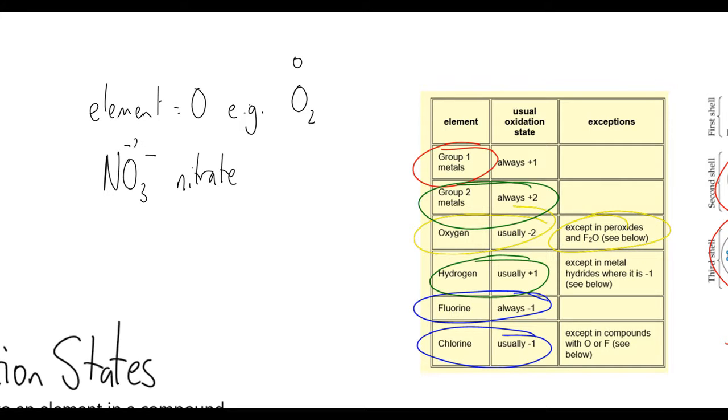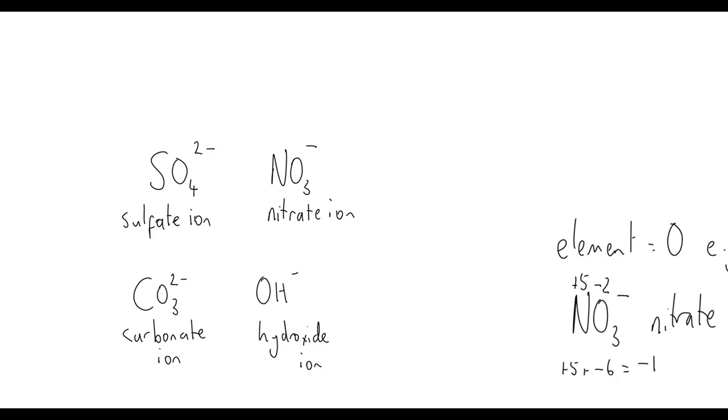So we know oxygen is -2, meaning that we've got 3 lots of -2 giving -6. We've got a negative there, -1 there. So overall the nitrogen has got to be +5, because +5 add -6 equals -1. So the sum of the oxidation states of the elements in a simple ion needs to equal the charge on that ion. So that's that for the nitrate ion. Some useful ions to know are the sulfate ion, which is SO4 2-, nitrate NO3-, carbonate CO3 2-, and the hydroxide ion OH-.